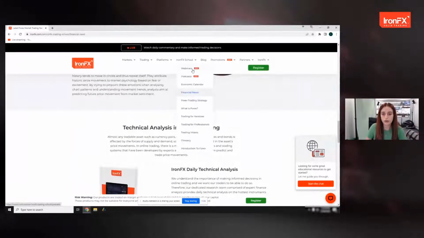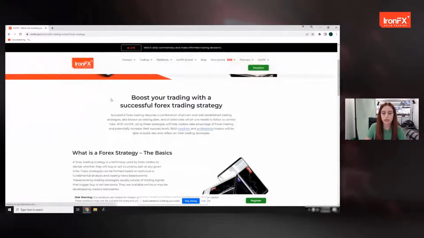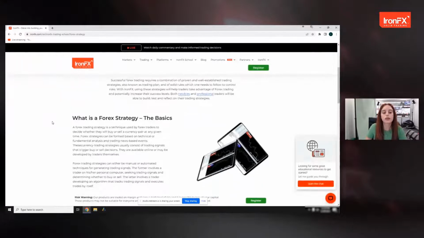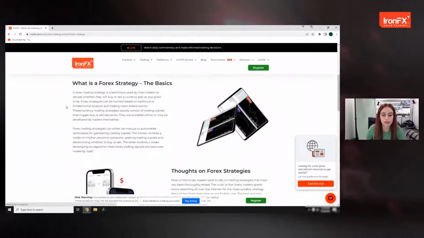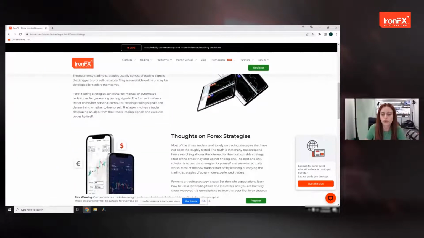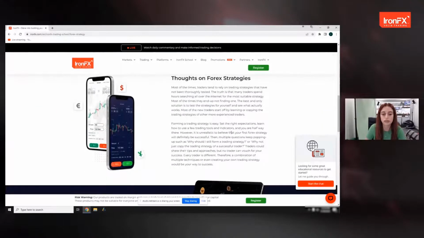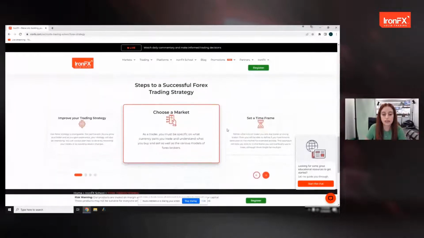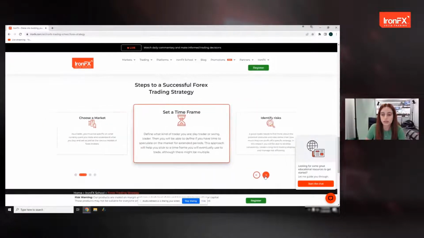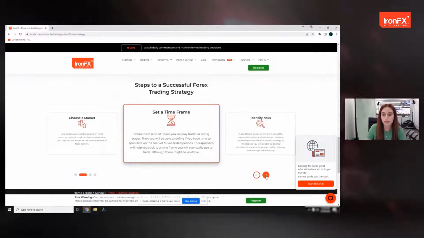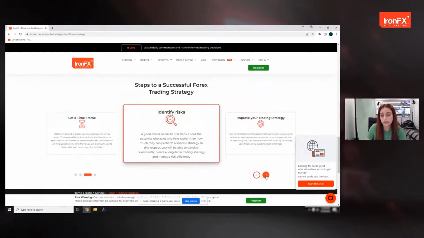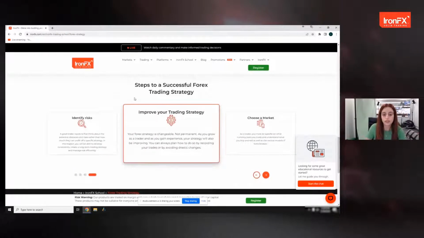Moving on, we are going to forex trading strategy. So here again, you have an explanation of what is a forex strategy. You have the basics over here. You have the thoughts on forex strategies. And then here you have steps to a successful forex trading strategy. You have choose a market, set a time frame, identify risks, improve your trading strategy.